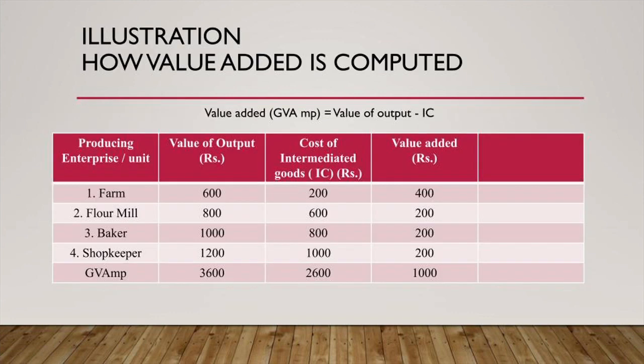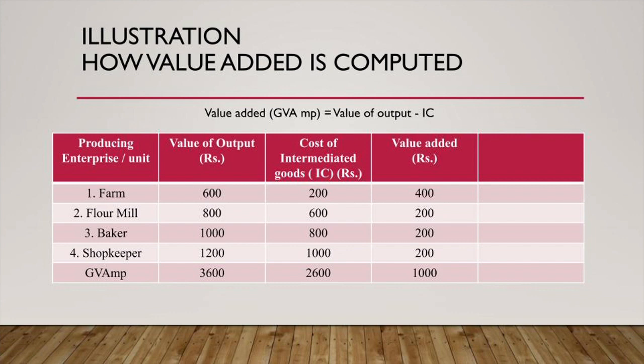Let us have an illustration of how the value added method is employed. Here in this example, you have producing enterprises in an economy. There are 4 producing enterprises: farm, flour mill, baker, and shopkeeper. Given is the value of output received by each enterprise and their cost of intermediate goods. The aim is to find out the value added in that economy, that is GVMP. As you know, GVMP or value added is the difference between value of output and intermediate consumption.